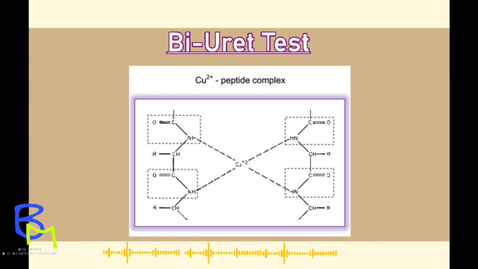Thus color intensity is proportionate to the number of peptide linkages. A minimum of 2 peptide bonds, that is 3 amino acids, is required for binding of cupric ion with the peptide. Single amino acids and dipeptides do not give a positive test.